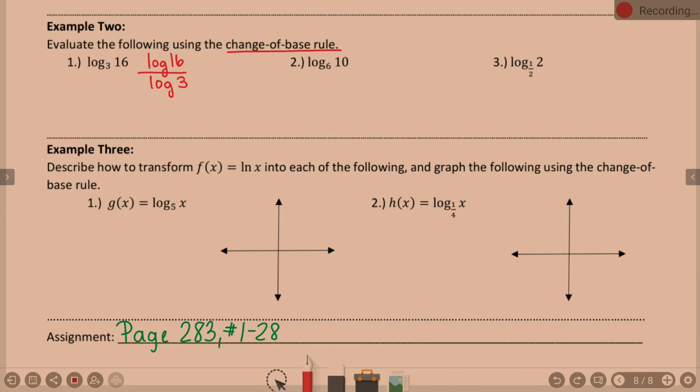Officially, if you look up at your rules, your other option is we could say what? Natural log of 16 divided by natural log of 3. Does it matter which button you use? No, just whichever button you use on top, you have to use the same button on bottom. You can't do a mix and match.